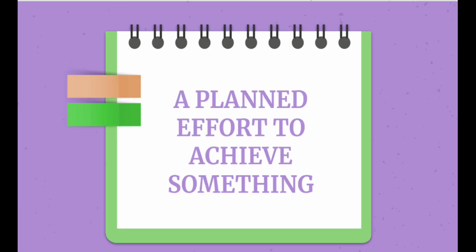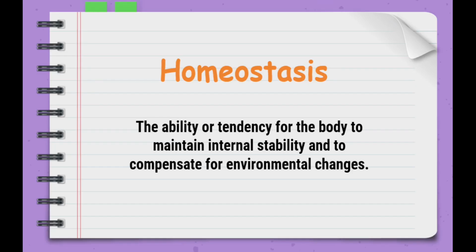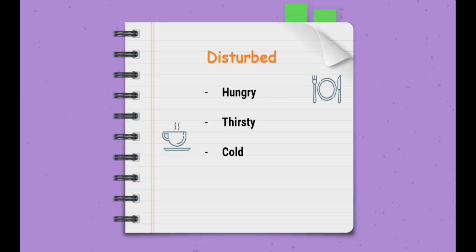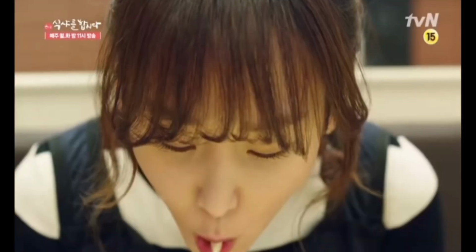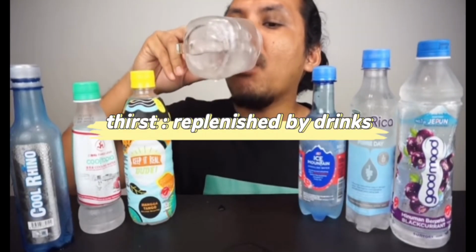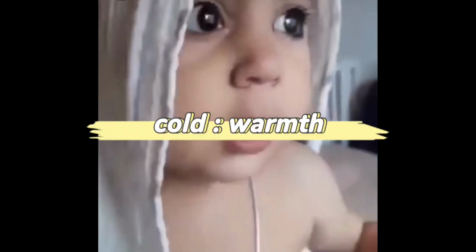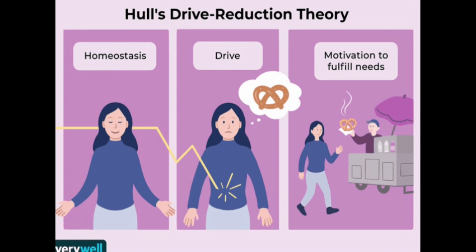What is drive? It is a planned effort to achieve something. Hull based his theory on the concept of homeostasis. Homeostasis is the ability or tendency to maintain internal stability and to compensate for environmental changes. If homeostasis is disturbed, we would feel hungry, thirsty, and cold. For example, if we're hungry, only food can satisfy our hunger. When we're thirsty, we reach out to drinks to quench our thirst. And when we're feeling cold, we tend to turn off the air conditioner, for example, or reach for warmth. And all of those are examples of drives.